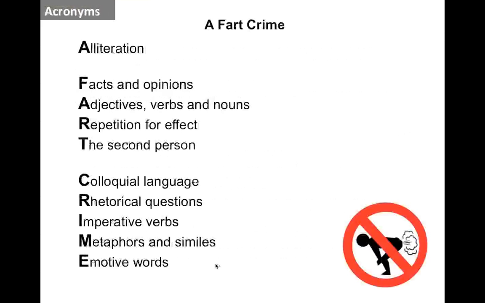Rhetorical questions. Imperative verbs are verbs that have an element of commanding somebody to do something, not necessarily a strong command, but something where you're saying like look, see, write. More poetic methods such as metaphors and similes. And finally, the use of emotive words, where a particular word has been chosen because it's got some heat attached to it, something that kind of stirs an opinion or an emotion.